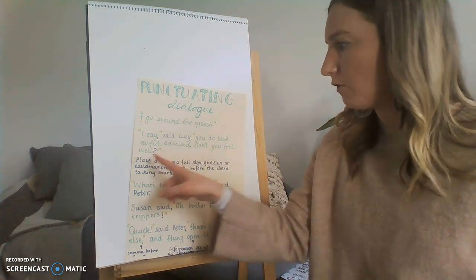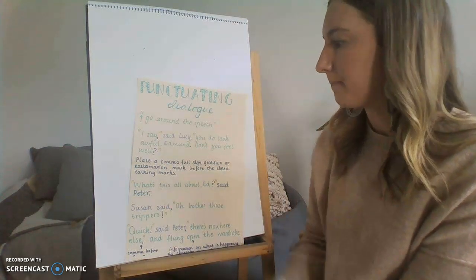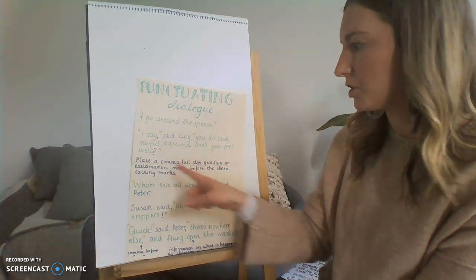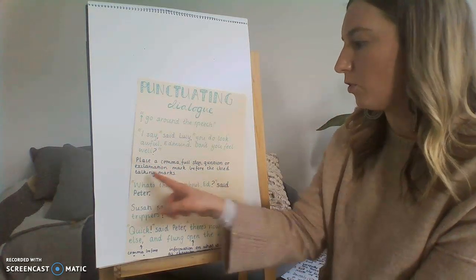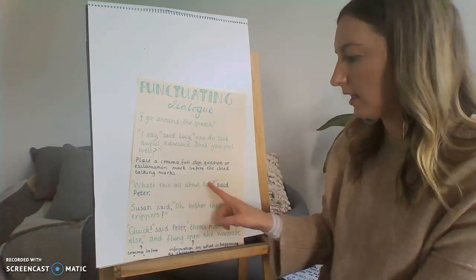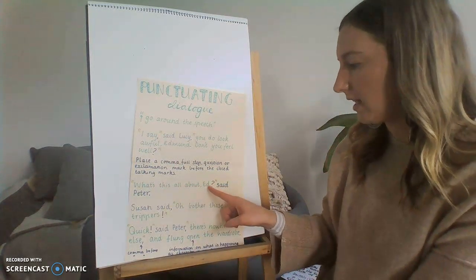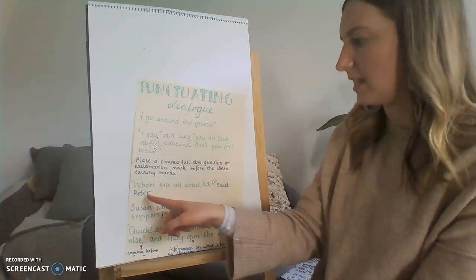Full stop. And if she's saying two things at the one time, we punctuate it like we would a sentence. "Don't you feel well?" Question mark. Close talking marks. So we place a comma, full stop, question or exclamation mark before the closed talking marks. So here, there's a question mark at the end of the sentence. "What's this all about, Ed?" Question mark, closed talking mark, said Peter.